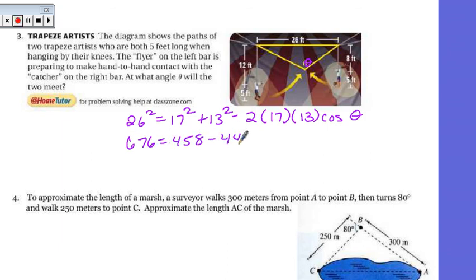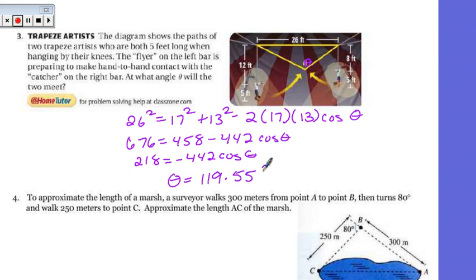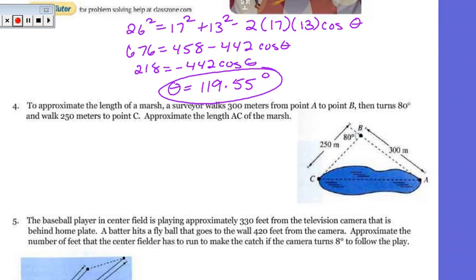equals 458 minus 442 times the cosine of theta. Subtracting over, 218 equals negative 442 cosine of theta. And again, remember that inverse function we need when solving for an angle. We find theta to be about 119.55 degrees.